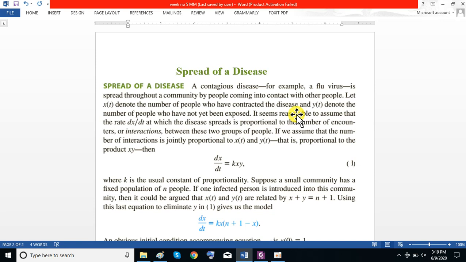So the rate of change of infected people with respect to time is jointly proportional to the number of people who have contracted the disease, x(t), and the number of people in the community who have not been exposed, y(t). So this becomes the mathematical model for such a situation, for such a spread of disease.